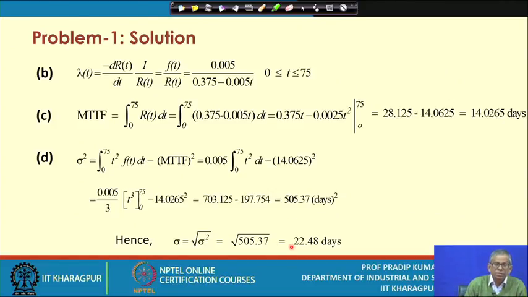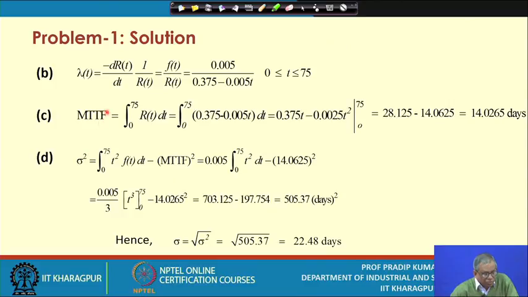Then what is lambda(t)? If you recollect, lambda(t), the failure rate function, is f(t), the probability density function, divided by R(t), the reliability function. So, 0.005 divided by, now R(t) we have already derived, 0.375 minus 0.005t, when t lies between 0 and 75. I think it is very clear.